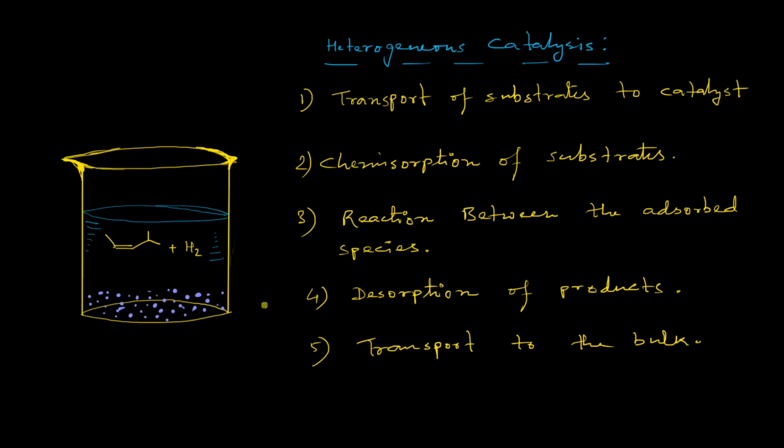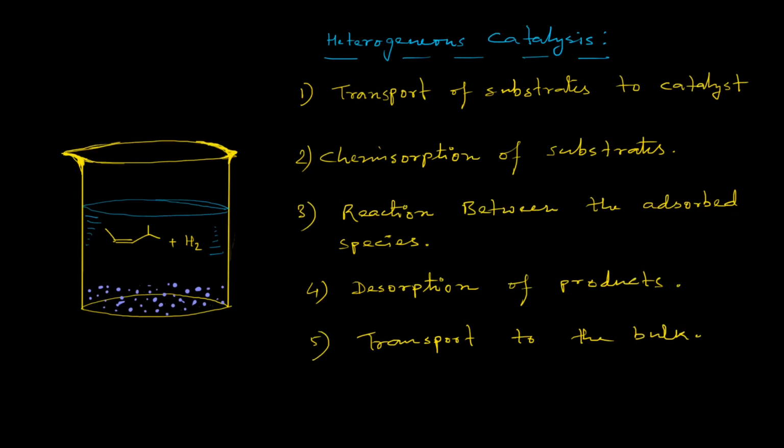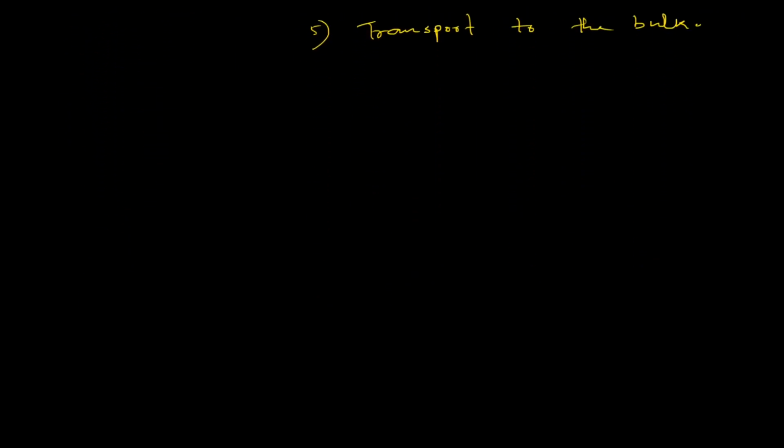As the product is formed after the reaction between them, it will eventually be removed from the catalyst surface, and in the last step the product will be transported further away from the catalytic center. So now let us consider the mechanism of this reaction.